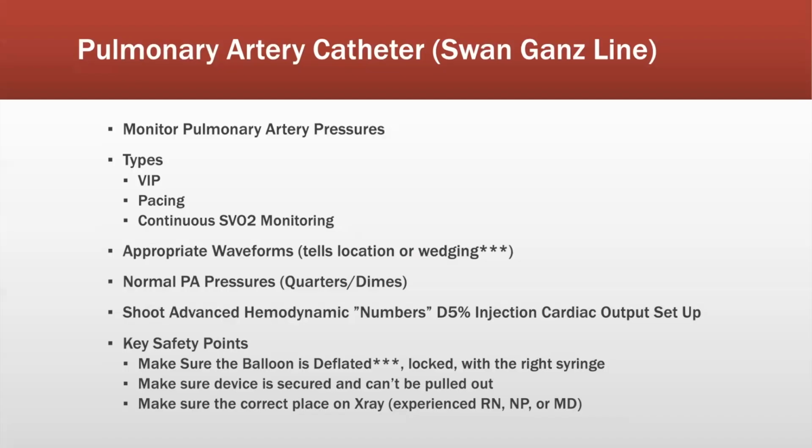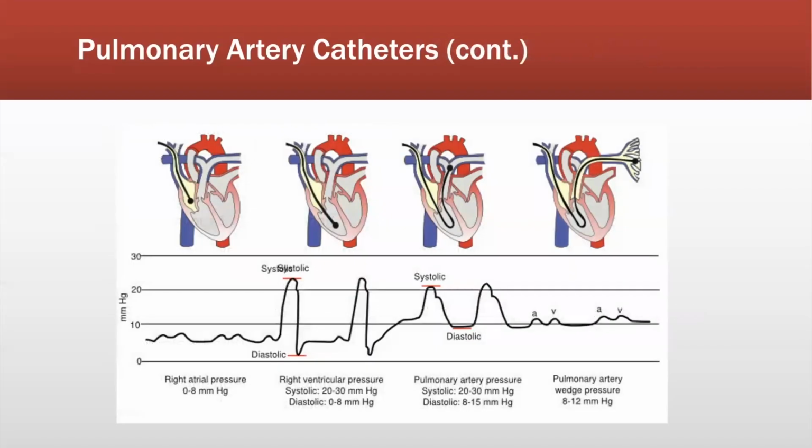So there's many key safety points here. You want to make sure that the balloon is deflated, locked out, and with the right syringe. Make sure that the device is secured and can't be pulled out, because this device is literally sitting right in your pulmonary artery. If it gets pulled out, you can tickle your ventricle with the pulmonary artery catheter, and you can send your patient into some not so fun or lethal heart rhythms. And again, make sure that these are in the correct place on the X-ray. You can look at this with an experienced RN, NP, or MD.